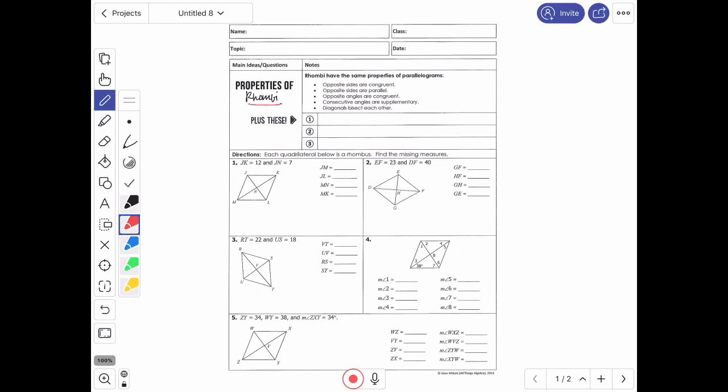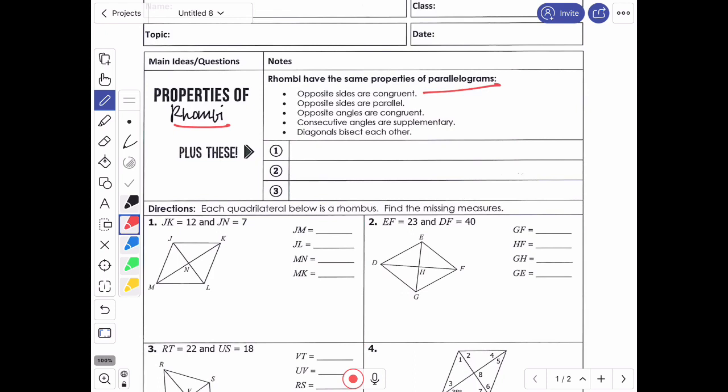And what you're going to notice is the rest of the quadrilaterals that we're doing are all going to fall under parallelograms. So knowing those 5 properties of a parallelogram that we went over all last week are really helpful because, again, it has all these same properties as a parallelogram and then plus 3 more. So the 3 new ones are going to be all 4 sides are congruent, and the diagonals are perpendicular.